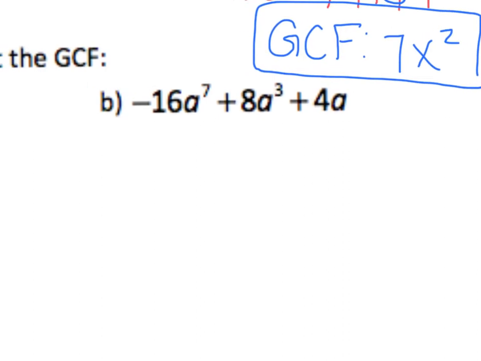All right, going on to B. So we've got 16, 8, and 4. So 4 is the smallest, and I'm going to check to see if 4 goes into 8, and it does, and 4 does go into 16. So I know my greatest common factor here is going to be 4.